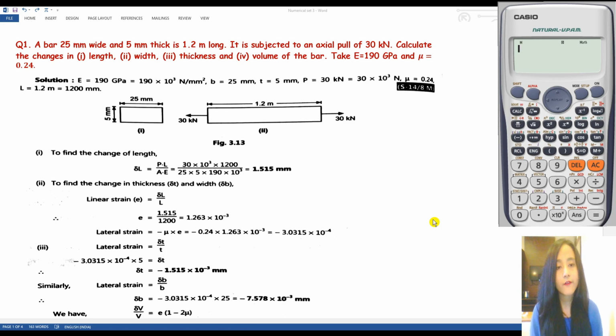अब यहाँ पर क्या फाइंड करने के लिए बोला है? We have to find the changes in its length, width, thickness, and volume of the bar.